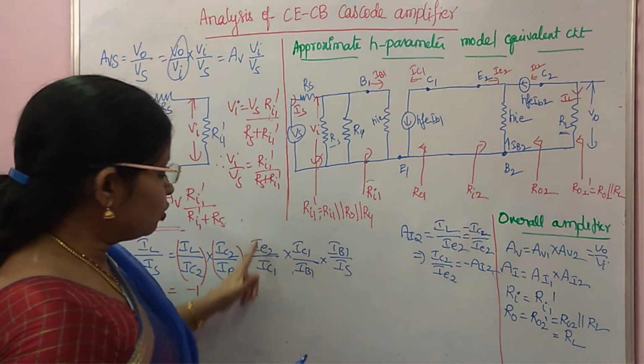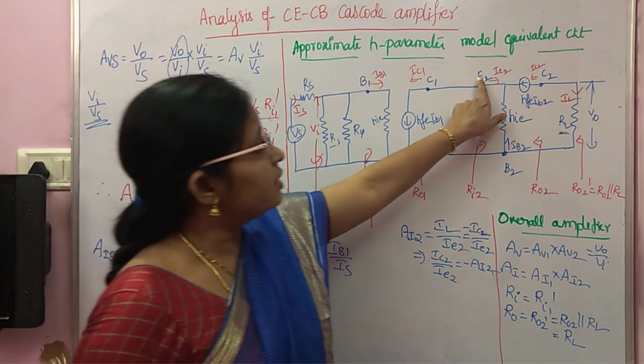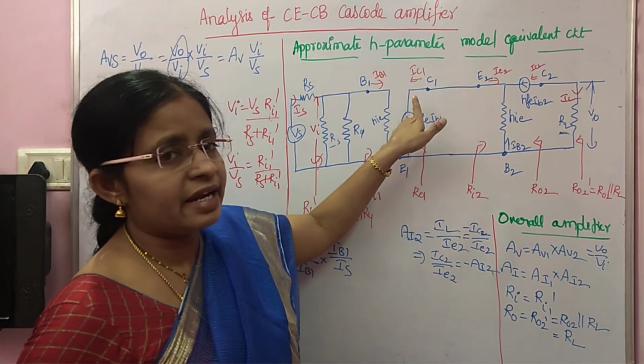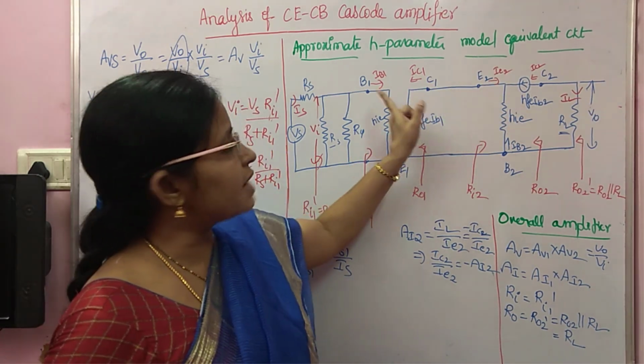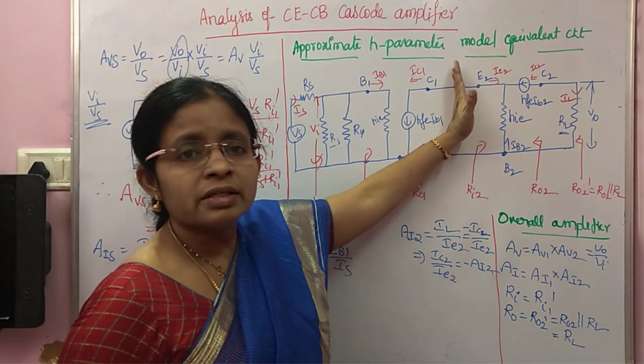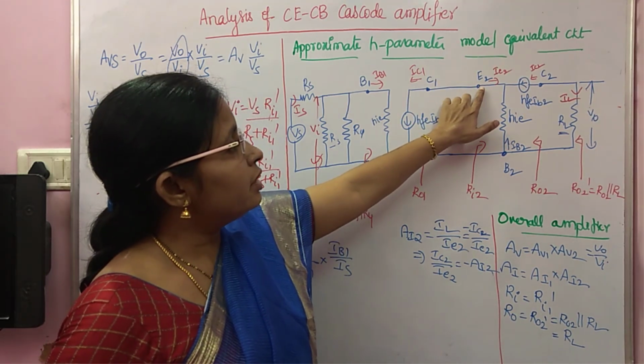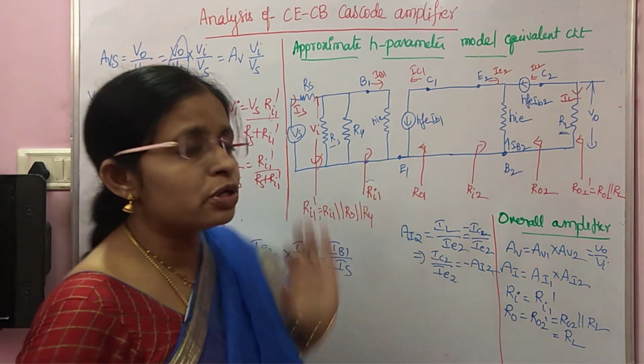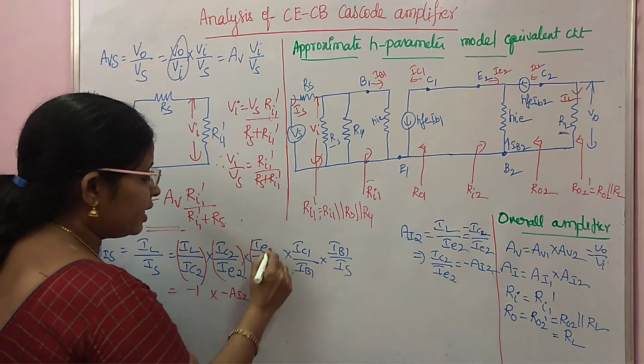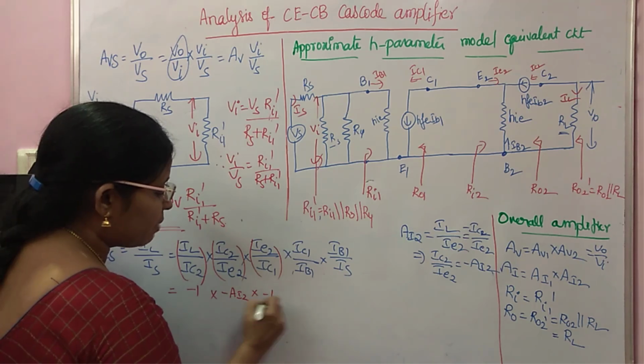Then IE2 by IC1. See here, this is IE2 and this is IE1. Is there any resistance to divide the current? No resistance. The two are equal and opposite. So that is the reason IE2 by IC1 is nothing but -1.